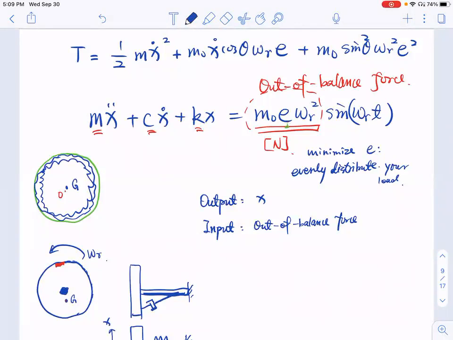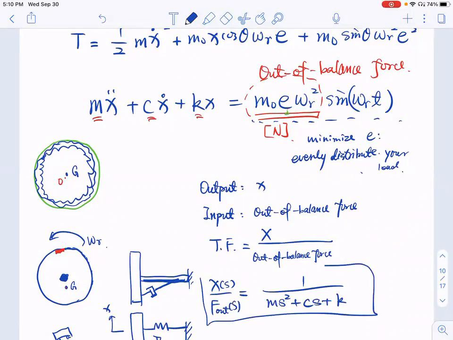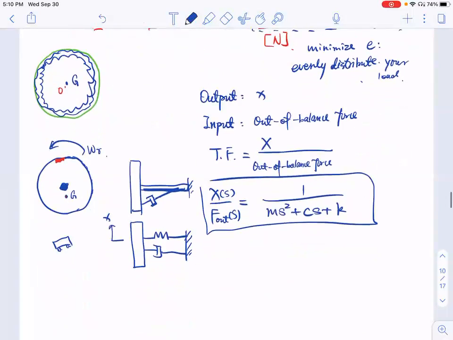Okay, so that means the entire thing on the right. The transfer function equals X over the out of balance force. Then you can move things around, and you can easily get 1 over (Ms² + Cs + K). This is your X(s) over F out of balance. That's the transfer function of interest.